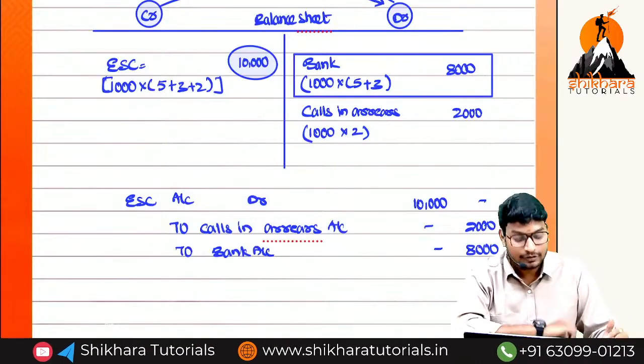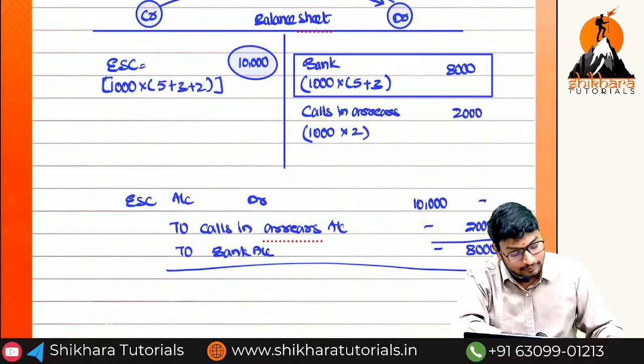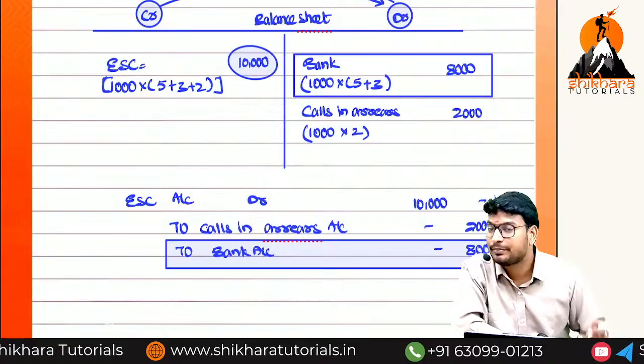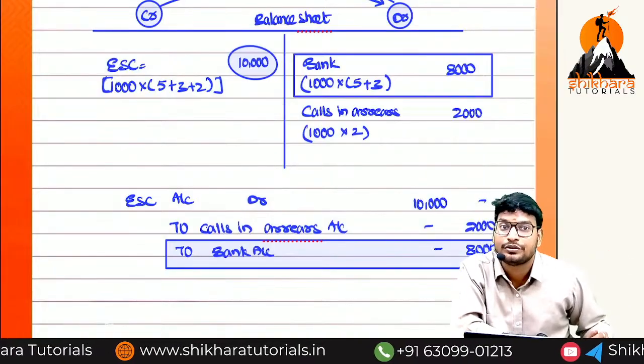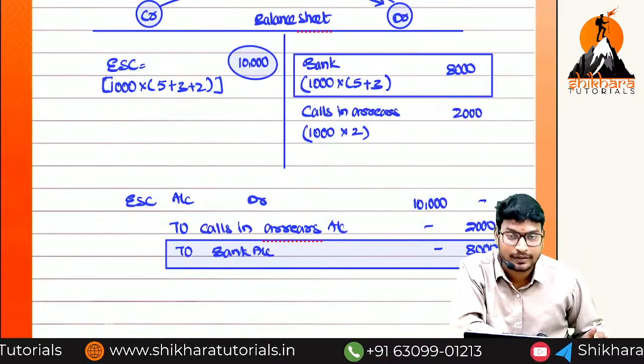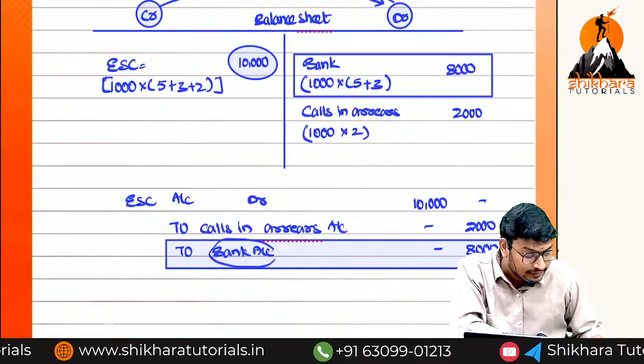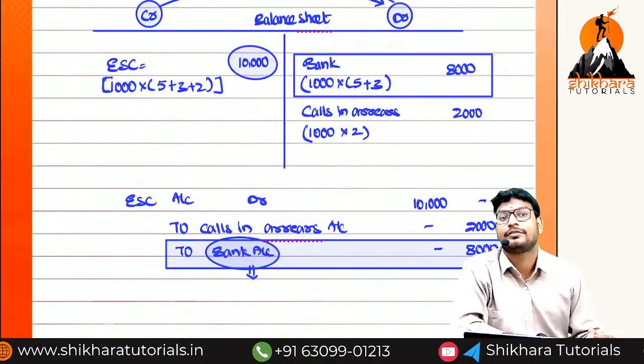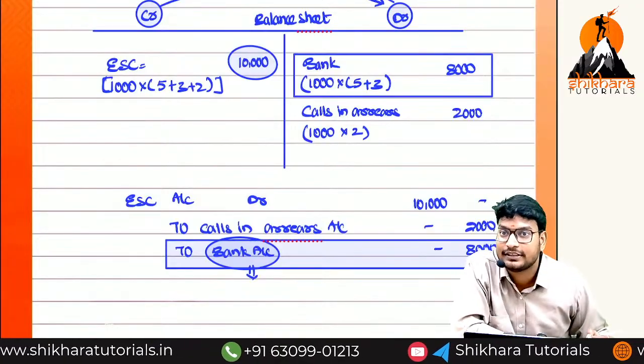8,000. Sir, if you are writing here 8,000, what is the meaning? Comes in, goes out. That means we are paying to the equity shareholder. We should not pay. So that is the reason now, instead of bank, what we need to write, sir? We have to write share forfeiture account.